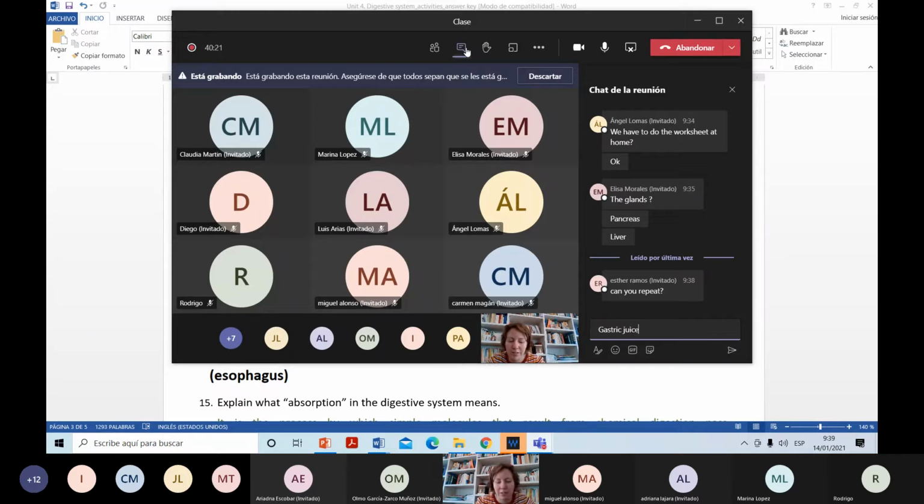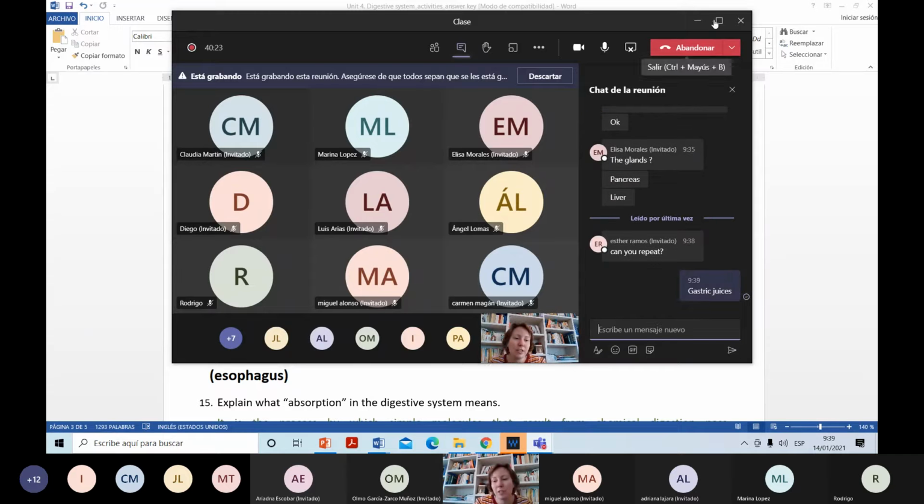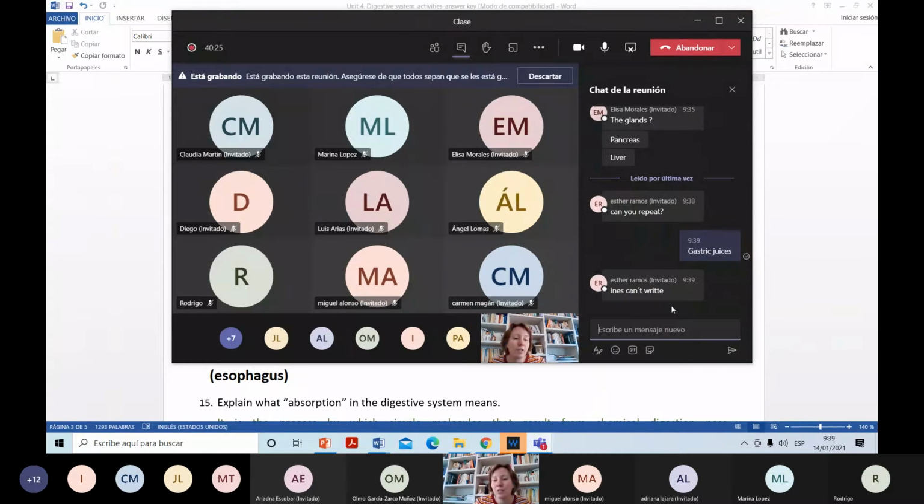Gastric juices. Gastric juices, okay. Gastric juices, Inés can't write, okay. And she can't either speak. Doesn't have a microphone, okay.